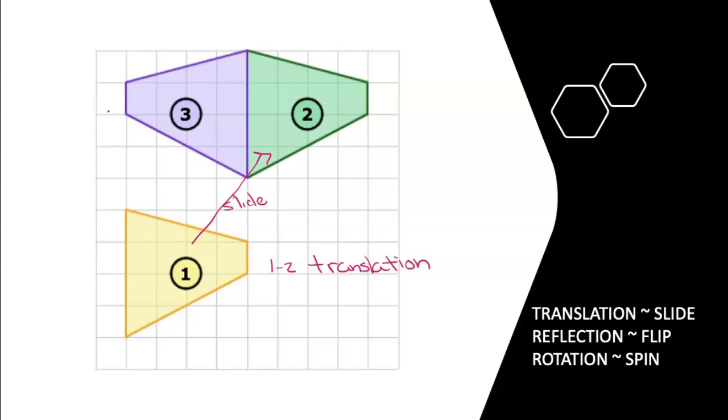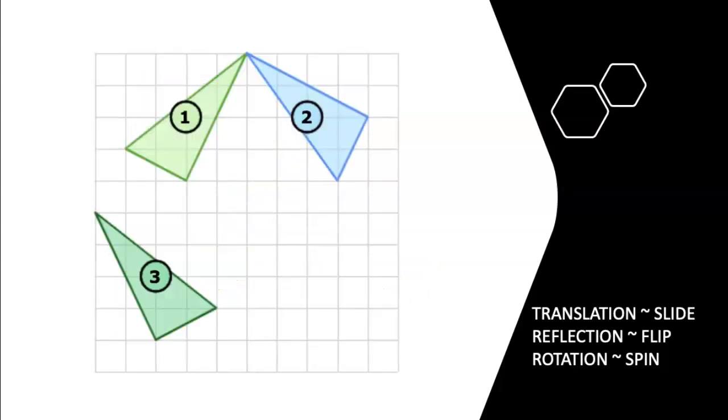Now, how do I get from 2 to 3? I can't just slide that over. It doesn't look like a rotation. It looks like if I folded those in half, I'd have a perfect little butterfly. So from 2 to 3, that's a flip. Now again, what is a flip? Flips are reflections that are mirrors. So I would say that that is a reflection.